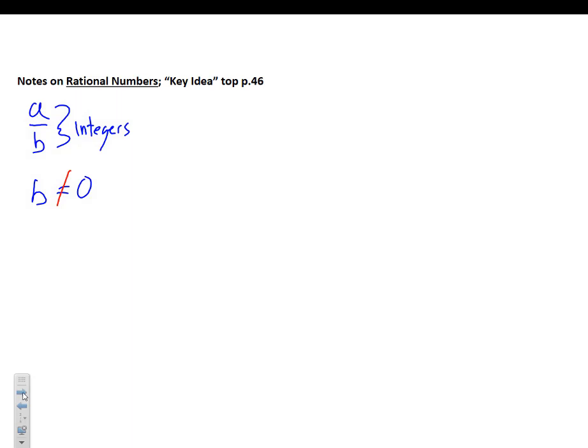And if we take that A over B and turn it into a decimal, our decimal has to be one of two things. Our decimal has to either terminate or it has to repeat. A terminating decimal would be like, if I have the fraction 1/2 and I turn that into a decimal, then it would be 0.5. It doesn't go any further. It's terminated. It's ended. There's no more numbers beyond.